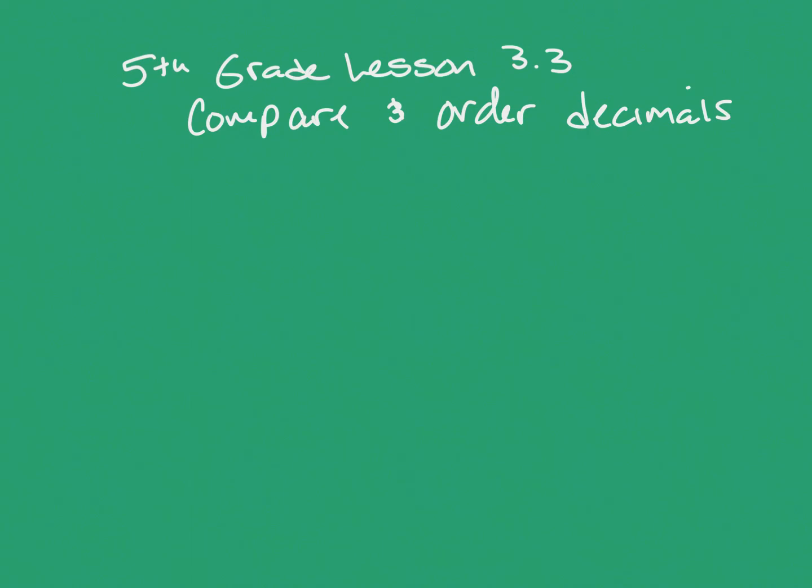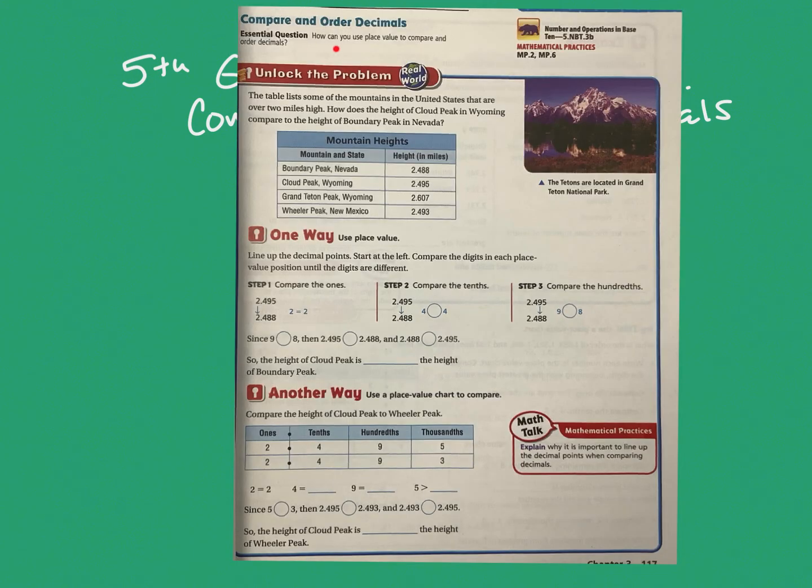Fifth grade lesson 3.3 is compare and order decimals. This is really similar to when you compared and ordered decimals when you were working through the tenths place and hundredths place. Real similar concept. This should go pretty fast. Our essential question is, how can you use place value to compare and order decimals?